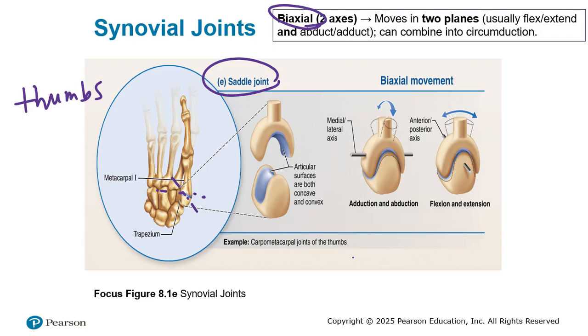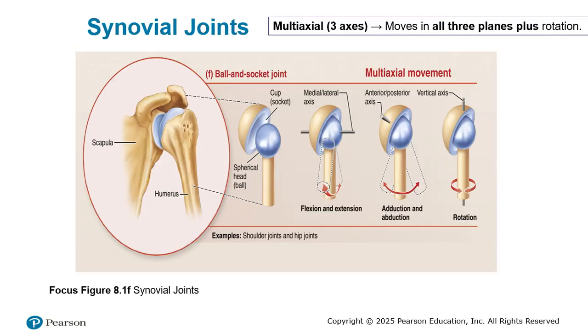Now, with adduction and abduction, then we also know that we're going to be able to move our thumb toward the abs or towards the midline. That's going to be abduction, and away from it, which is going to be adduction. We also have the ability to have circumduction here. Okay, so similar movements when we talk about biaxial, just like we saw similar movements when we were talking about uniaxial. Now let's get into the final piece, which is going to be multi-axial.